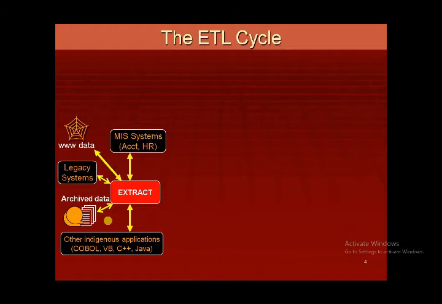So data is extracted from these systems. The data can be extracted daily, or it can be extracted at a specific time period. So the data is extracted from these legacy systems and other OLTP systems. Then the data is transformed.